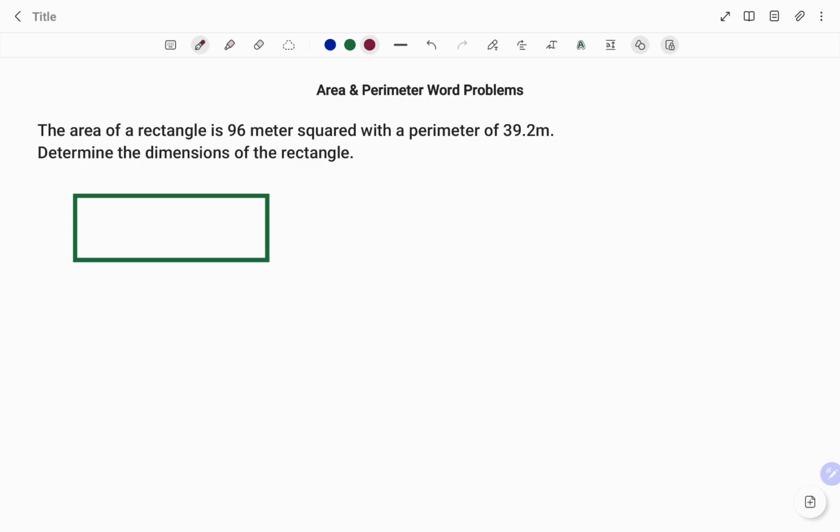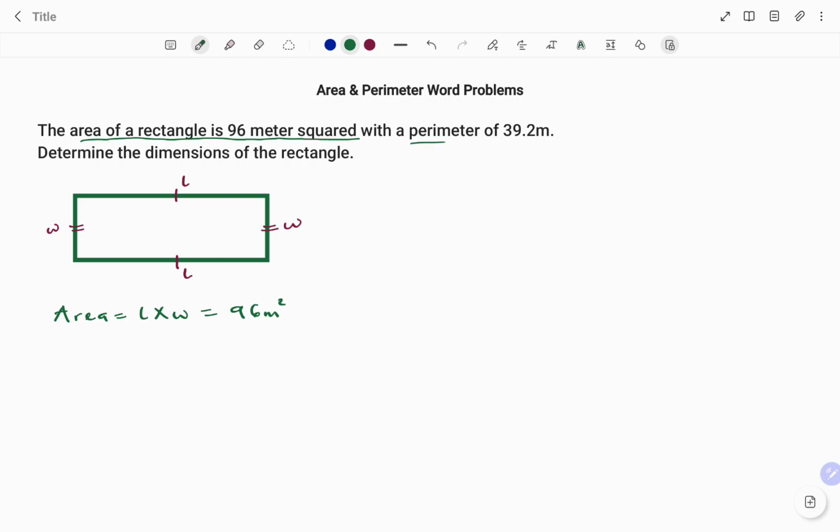Going by the property of a rectangle, we have opposite sides being equal. That is, we have the length L as shown and the width, I'm going to tag that as W. Therefore, we were told that the area of the rectangle is 96 meters squared. So area, the formula for the area of a rectangle is length times width, and that's equal to 96 meters squared.